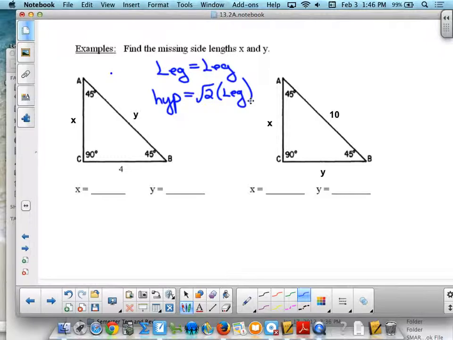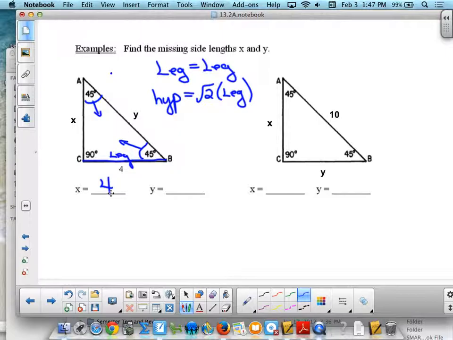The first one we already did. That is considered a what? 45, 45. Is that a hypotenuse or a leg? That's a leg, opposite of 45. So you're looking at a leg, and this is a 45, same as this. So what's x? X is 4.